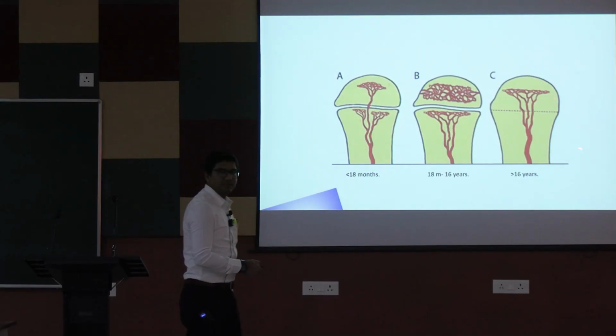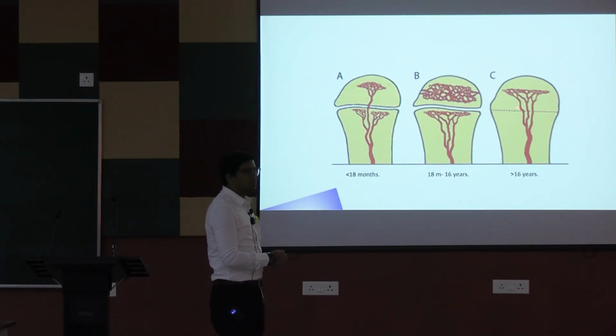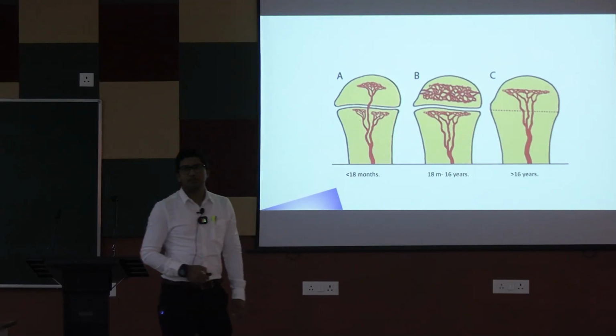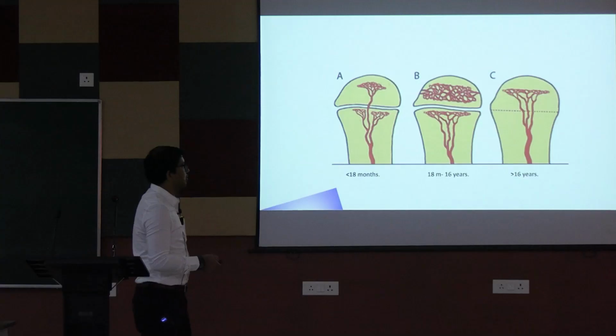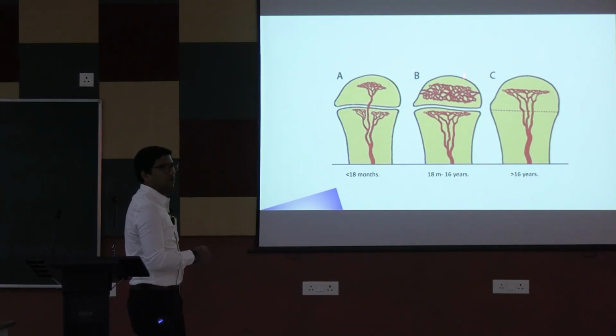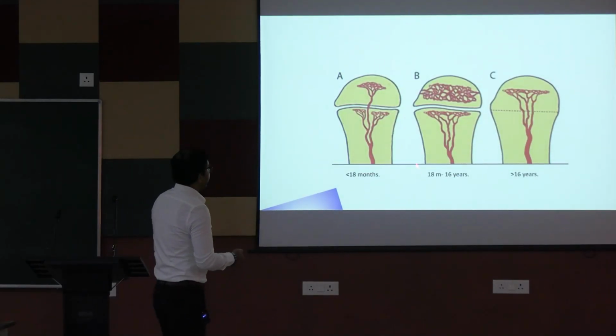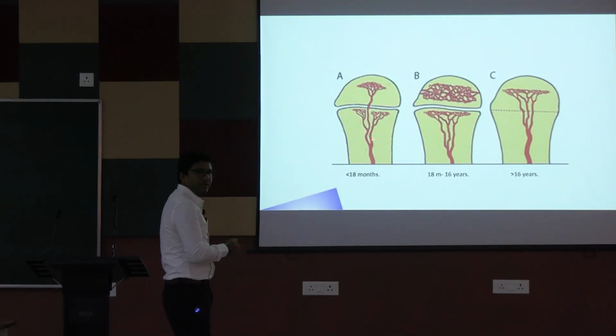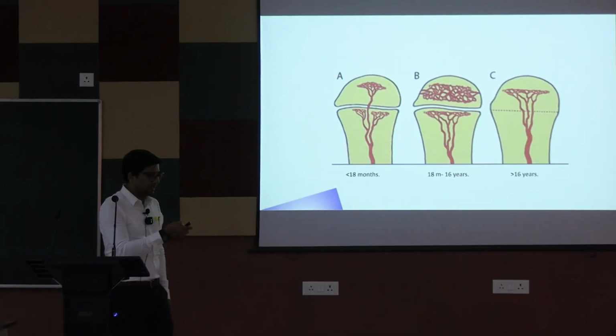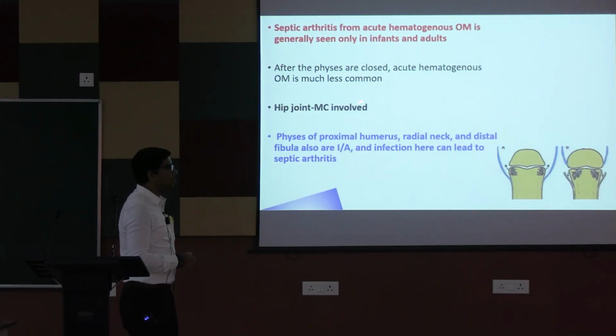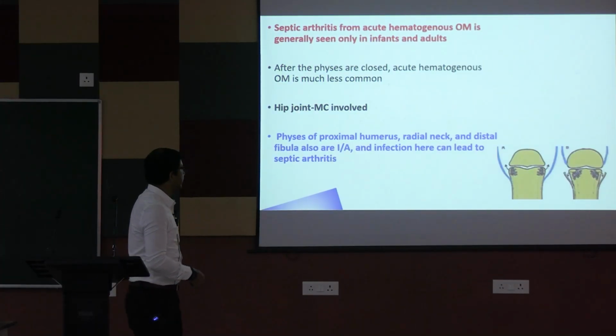And in adults, once the growth is complete, the physis is absent. So again, the infection can spread from any part of the bone to the epiphyseal part and subsequently into the joint. So septic arthritis is common in children less than 2 years and also in adults because of this mechanism. The hip joint is the most commonly involved joint in children.